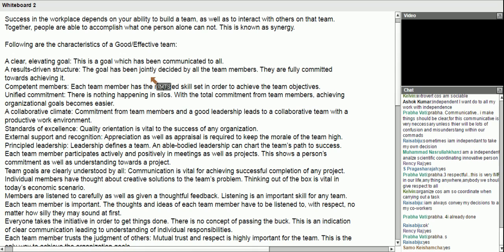Okay. A result-driven structure. The goal has been jointly decided by all the team members. They are fully committed towards achieving it. So a good team is going to decide a goal, and when they decide a goal, they take consent of all the team members. Each one is involved when the goal is being finalized. And moreover, everyone is fully committed towards achieving it, each and every member of the group. Fine.